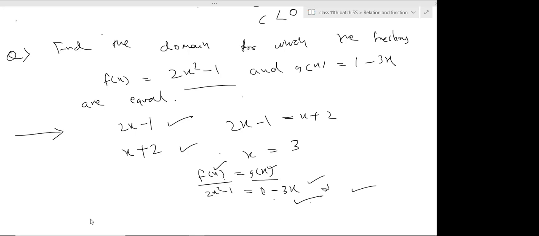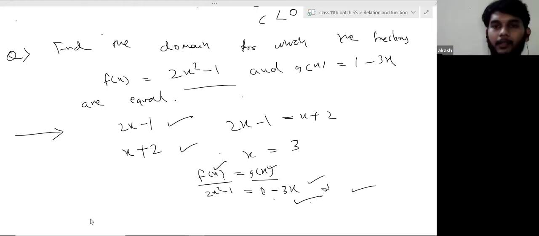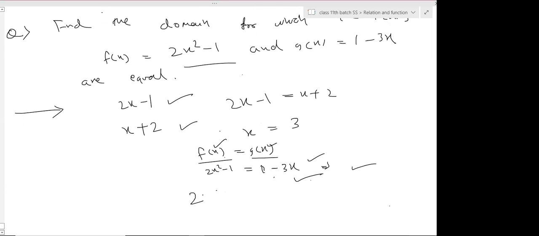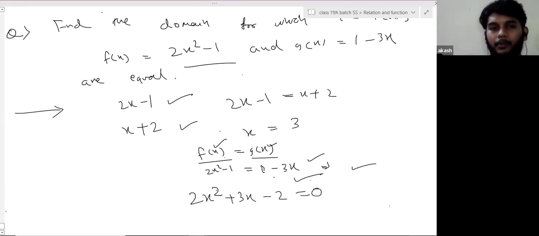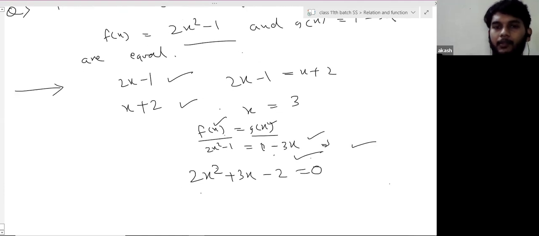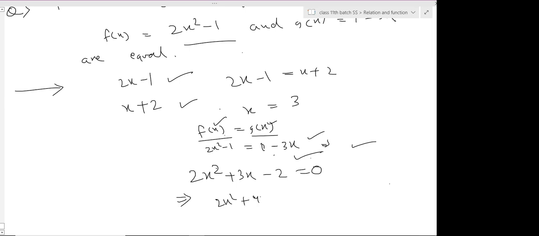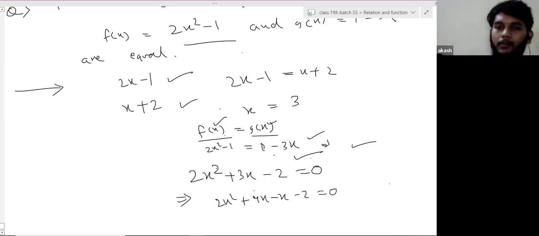So x is equal to -2 or x is equal to 0. Are you getting x equals 0? Absolutely sure about this? Let's see. x equals 0 is not an answer, because if I put x equals 0, it is not a solution for this. So what we can do here: 2x square plus 4x minus x minus 2 equals 0.